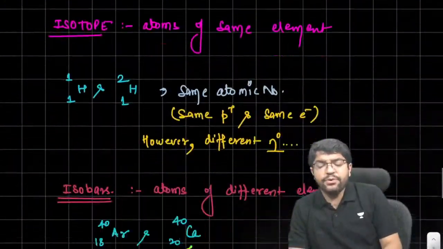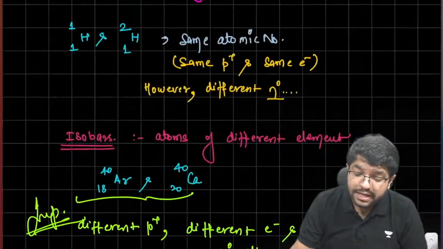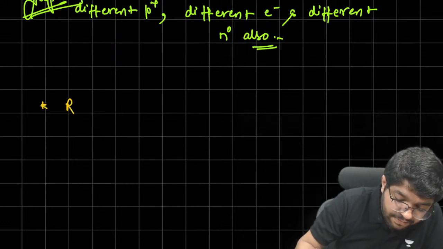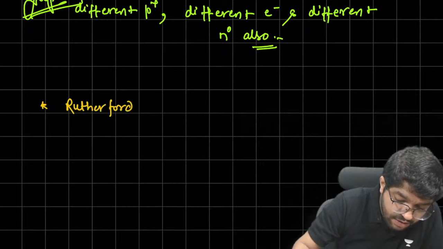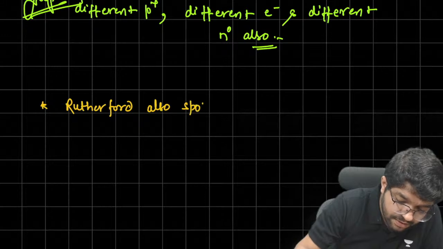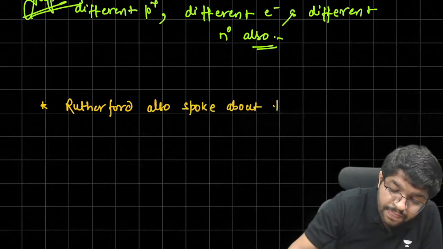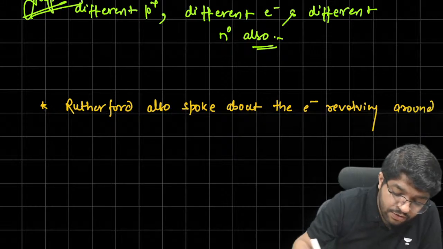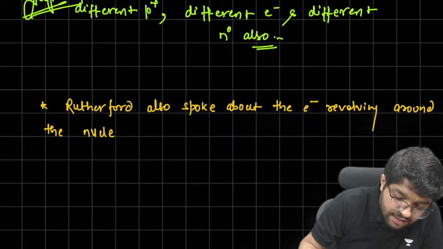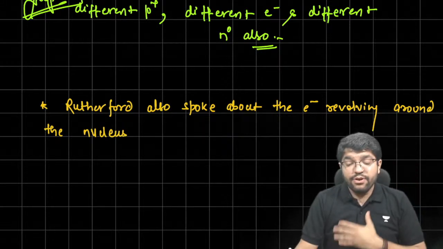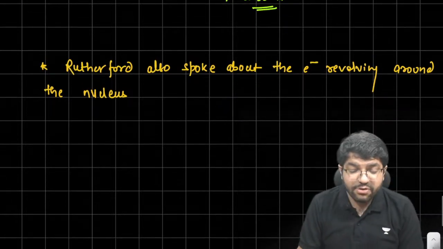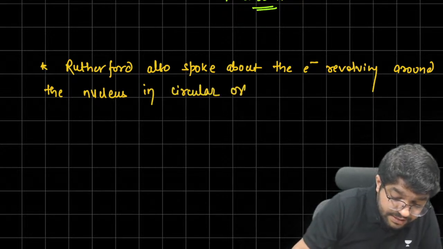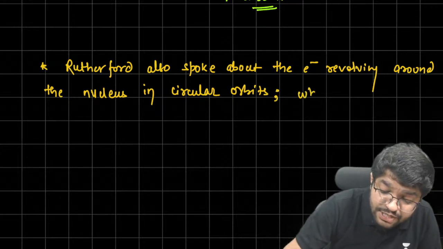Rutherford got that explained, but yes, Rutherford also talked about circular orbits. Rutherford also spoke about the electrons revolving around the nucleus, in circular orbits which were called stationary orbits.